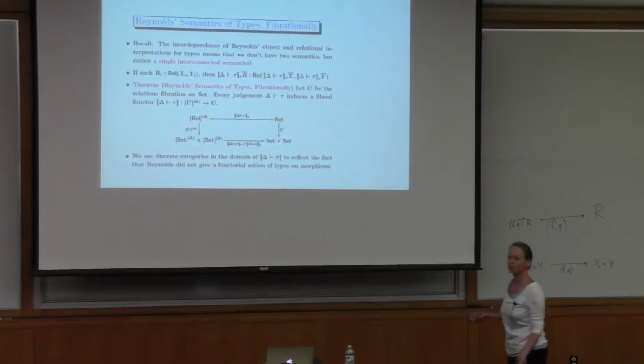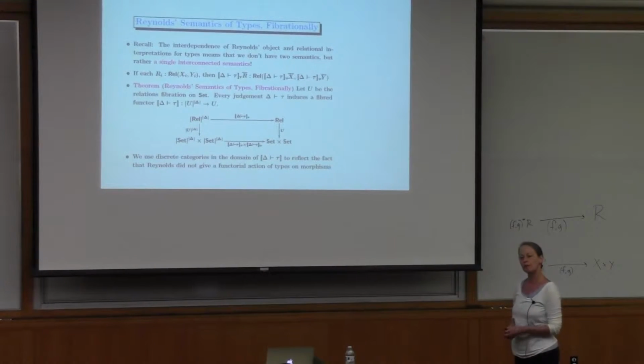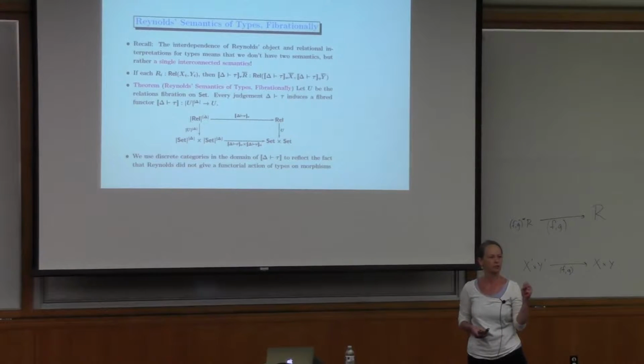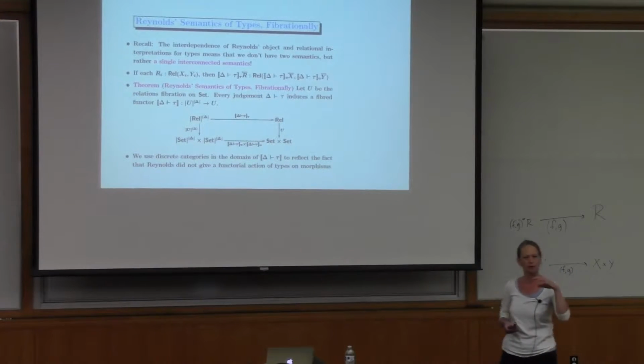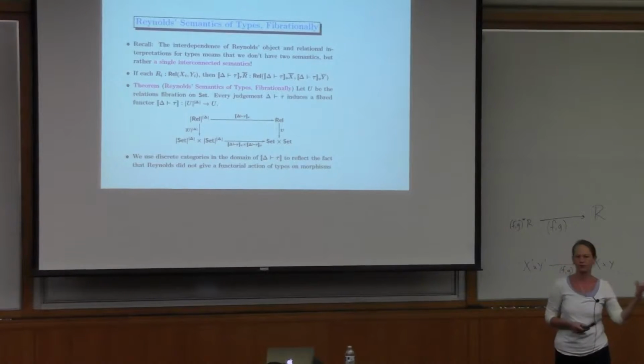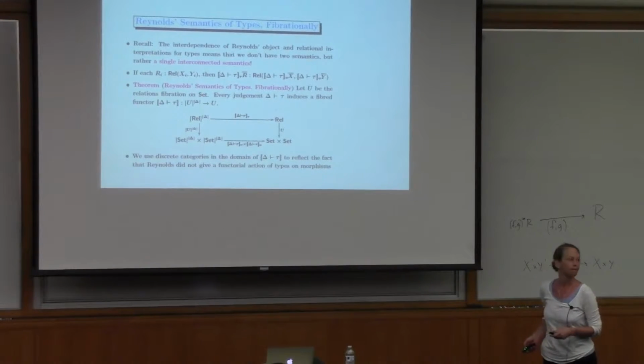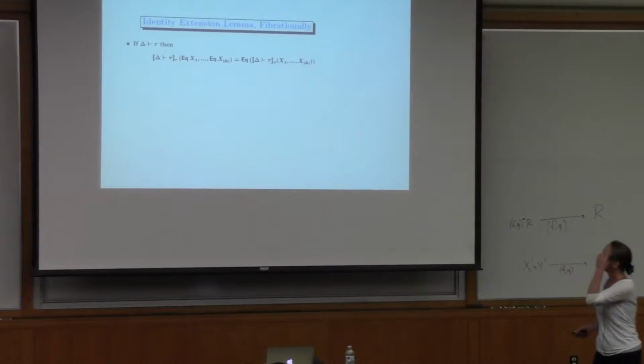Okay, and why are we using these discrete categories? Well, remember Reynolds' construction? He didn't actually say anything about the action on morphisms, right? He just gave interpretations of types. He didn't give interpretations of any maps between types or anything like that. Okay, what about the identity extension lemma?